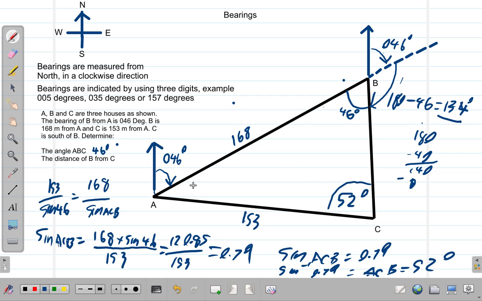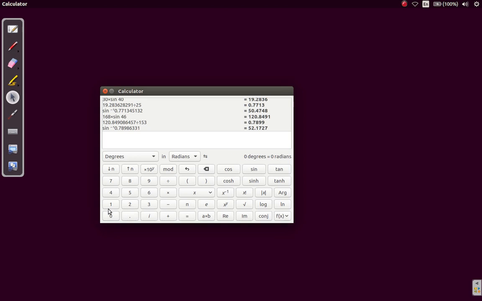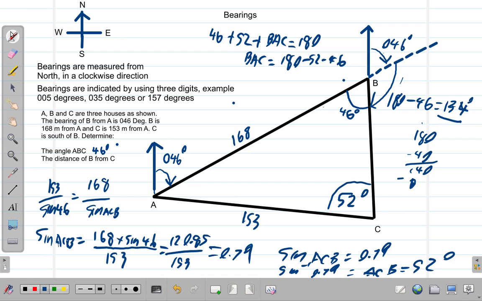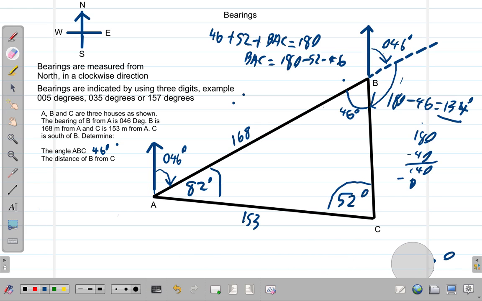We can find this angle now. I believe it would help us. We know that the 46, which is here, plus 52, which is here, plus BAC, which is this angle, is equal to 180 degrees. So BAC is 180 minus 52 minus 46, which equals 82 degrees. Now it certainly will help us. Let me erase some of these things. I need a space.